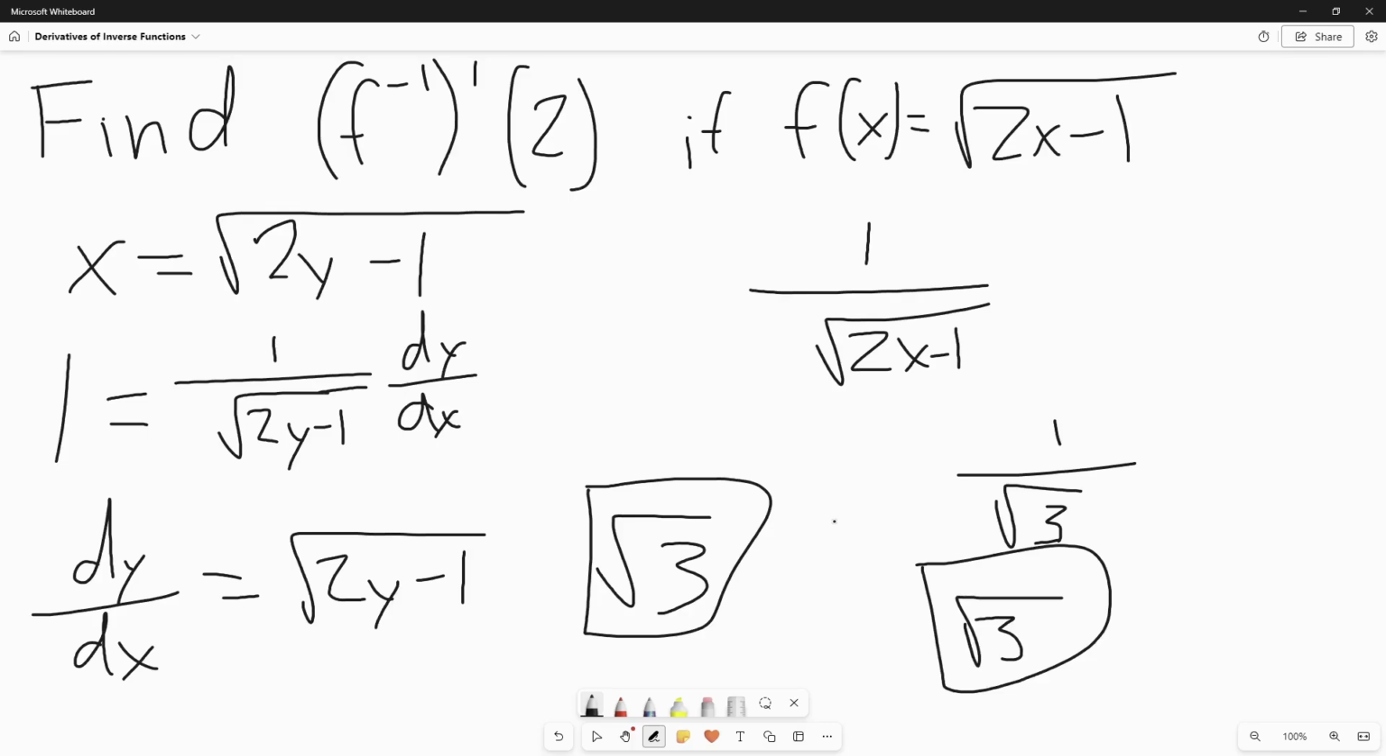So just make sure that whenever you're doing this method, where you take the derivative of this, you make sure to take the reciprocal at the end. You can't just leave it as 1 over square root of 3 in this case.